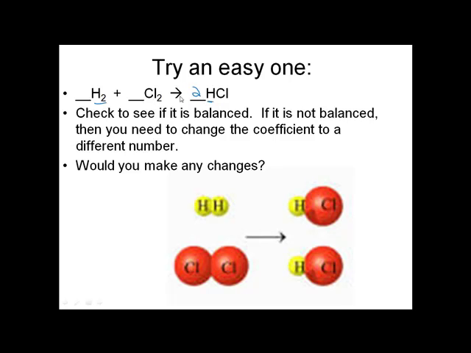I have 2 Cl's on the left. I have 2 Cl's on the right. Again, this coefficient of 2 goes to the hydrogen and to the chlorine. You could put 1s here if you want. You don't need to put 1s. If there's no coefficient written in front, it's understood that there's a 1 there.